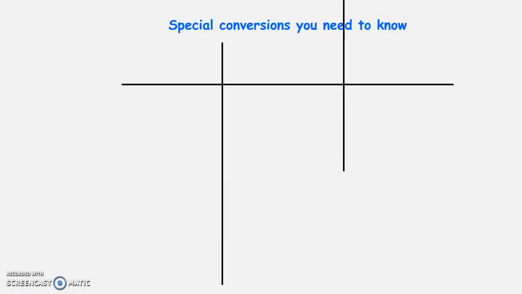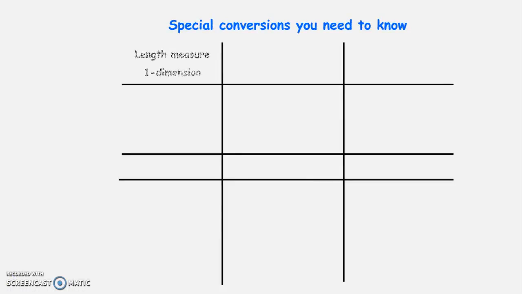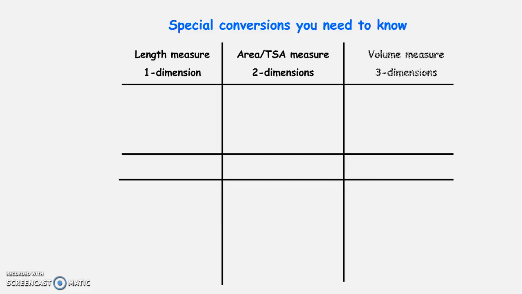Okay, and some conversions that you need to know. So length measure is 1 dimension, area and total surface area is in 2 dimensions, volume is in 3 dimensions, okay? Total surface area is when we're talking about 3-dimensional shapes, but our measurements are still in 2 dimensions, okay?